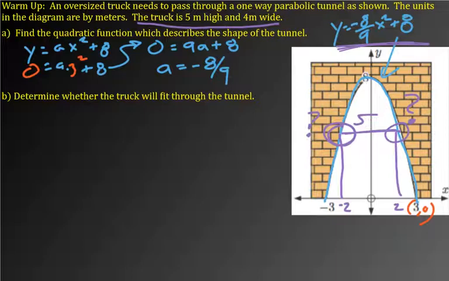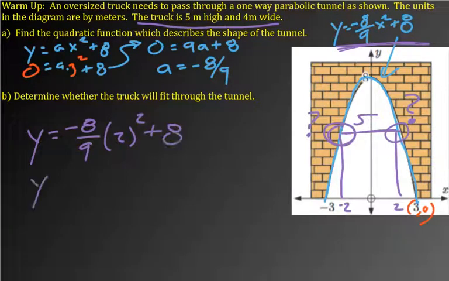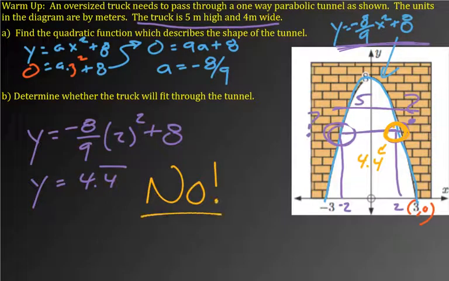I'll use that. We just want to know what the height value is at x equals 2 or -2. And if you simplify that, you're going to get 4.4 repeating. So what this means is that the 5 is not here. The 5 is higher up, somewhere like that. And this point right here is a height of 4.4. So that means you won't be able to do it. No, it won't fit because the truck is too tall for the tunnel.